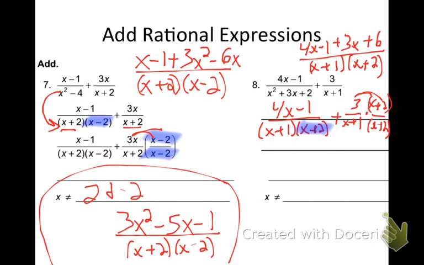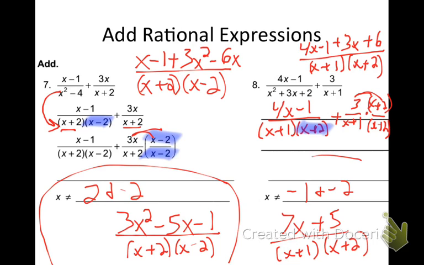And now I look to simplify. Combine like terms. 4x plus 3x gets me 7x. Negative 1 plus 6 gets me 5. All over x plus 1 and x plus 2. And x cannot equal what two values, Bailey? Negative 1 and negative 2. There's your answer right there.